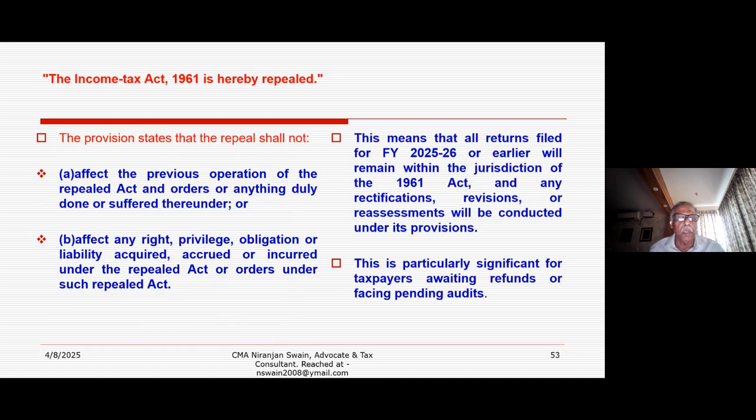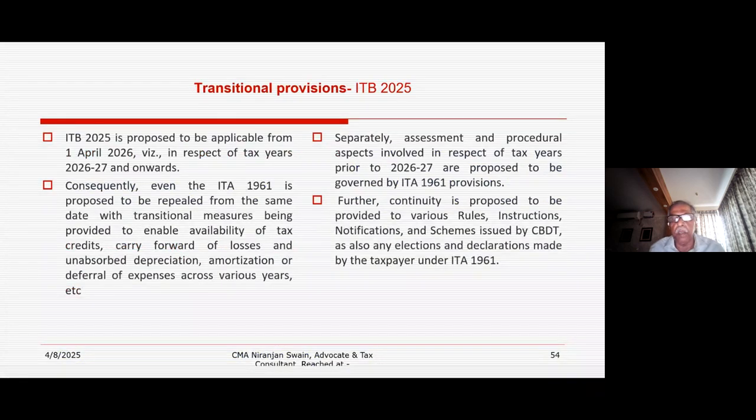So that means the transition provision. The 1961 Act is repealed, but even if repealed, the operation of the Act related to the activities or action taken will continue parallelly along with the Income Tax Bill 2025. This is a very important point you have to keep in mind. The IT Bill is proposed to be applicable from 1st April 2026. Consequently, even if the ITA 1961 is proposed to be repealed from the same date, transitional measures are being provided to enable availing of tax credits, carry forward of losses, unabsorbed depreciation, amortization of deferred expenses across various years, and similar tax compliances. Everything will continue, and continuity is proposed to be provided to various rules, instructions, etc.